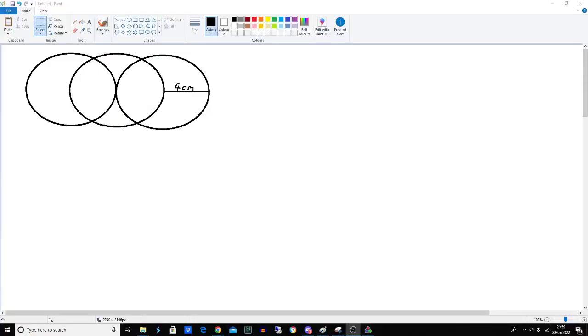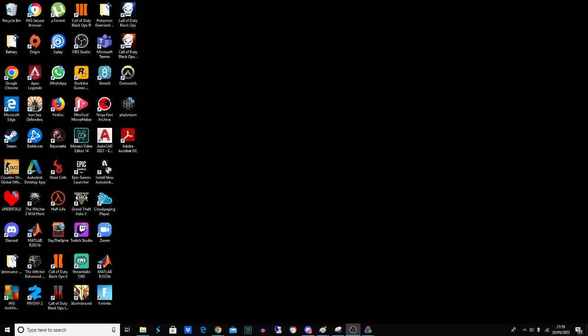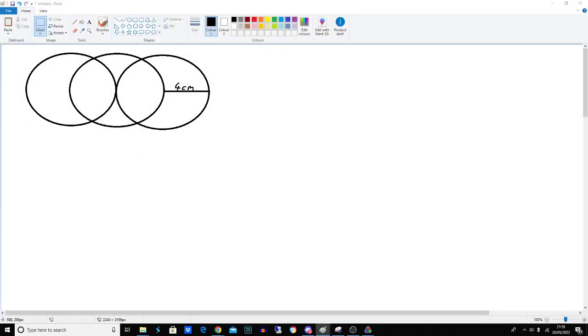Okay, so you have these circles. You're given that the radius is 4 centimeters. So your job is to work out what this shaded region here is going to be.